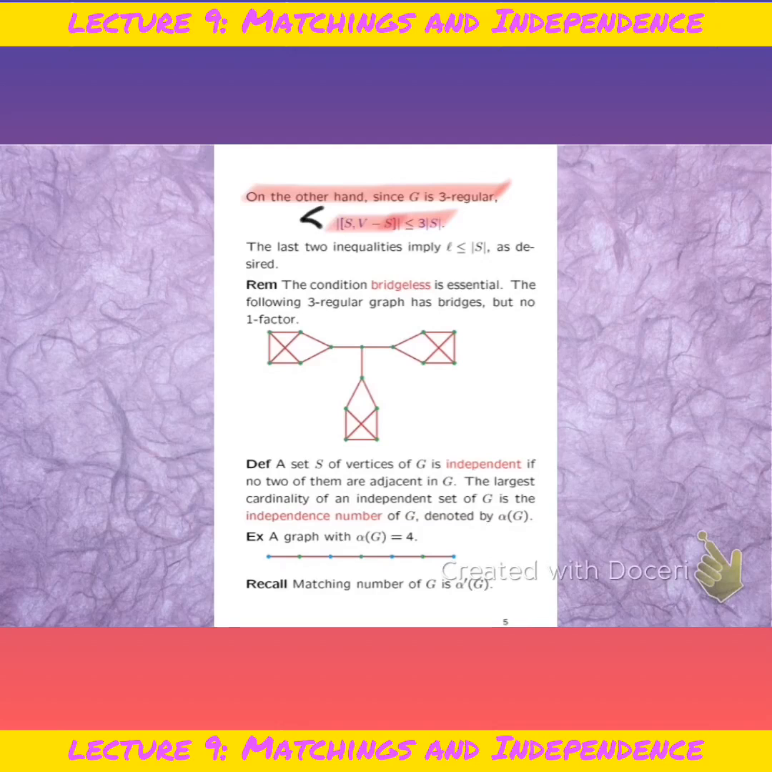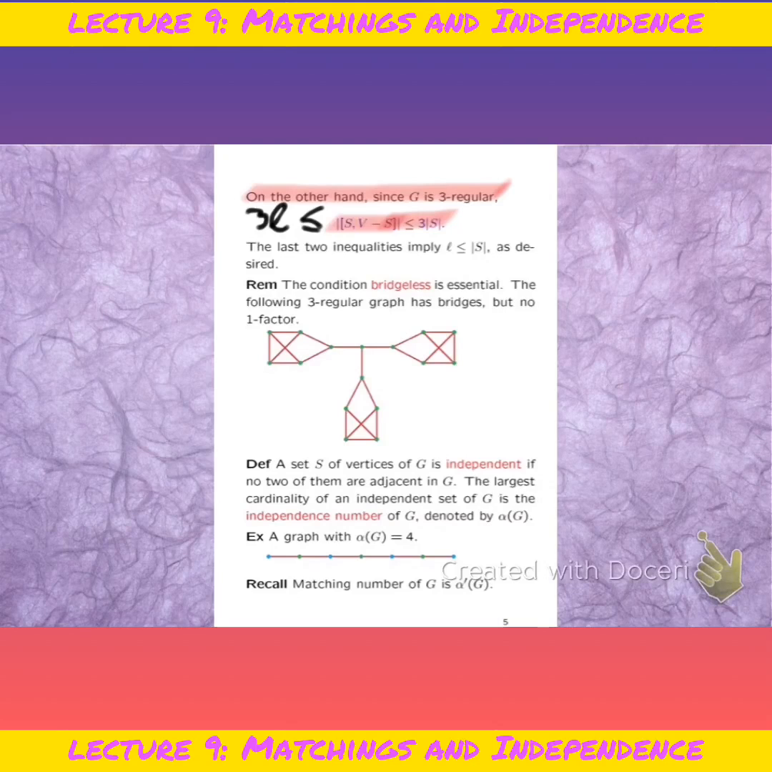Right, so we said that thing there is at least 3L. So 3L is at most 3S, so L is at most S. So the number of odd components of G minus S is at most S. So by Tutte's one-factor theorem, the graph must have a perfect matching. Right, so if a cubic graph is bridgeless, then it is going to have a one-factor.